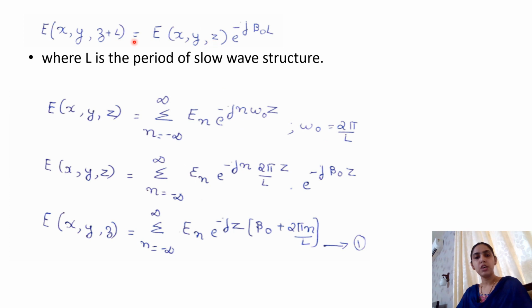Again we can substitute into the previous expression. E of x, y, z can be replaced with this Fourier series. So this first expression becomes sigma n varying from minus infinity to plus infinity, E_n e raised to minus j n, instead of omega naught we represent it as 2 pi by L, where L is our period, times z, e raised to minus j beta naught z. Beta naught here represents the phase constant and z is the axis, the direction of propagation. So we can write the equation for the electric field E of x, y, z as such.